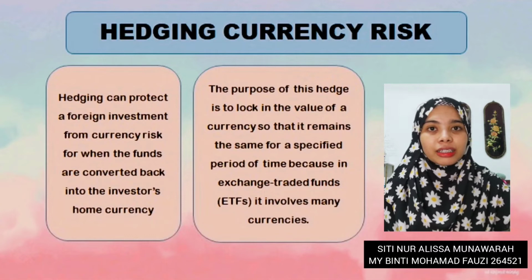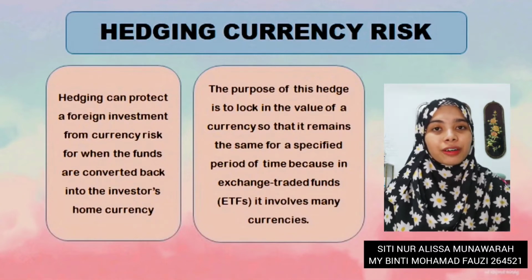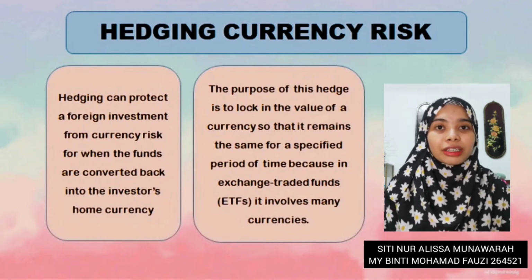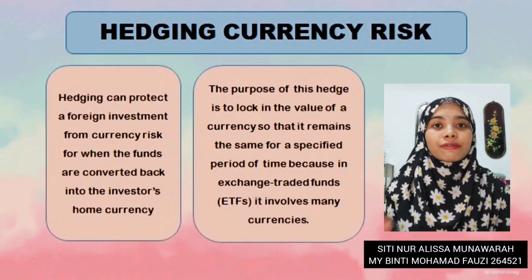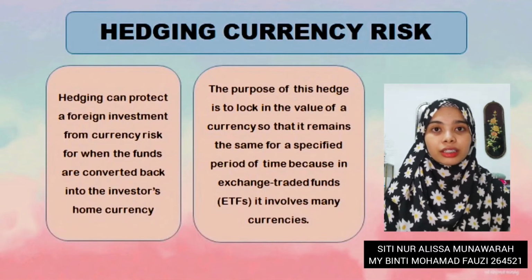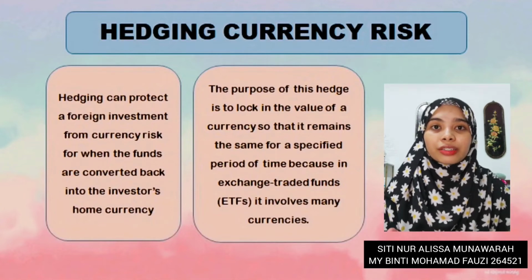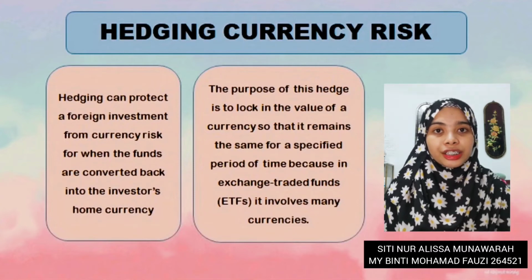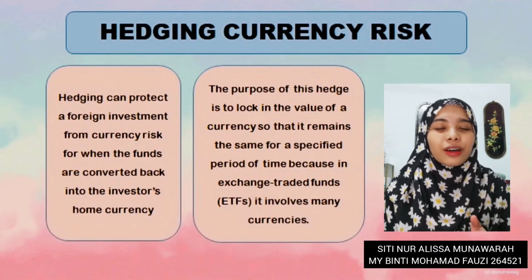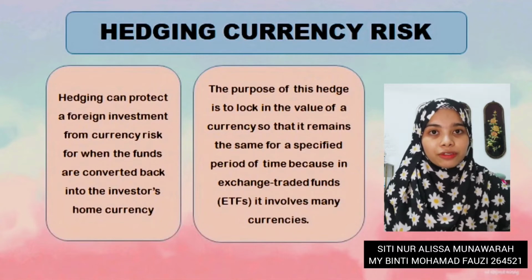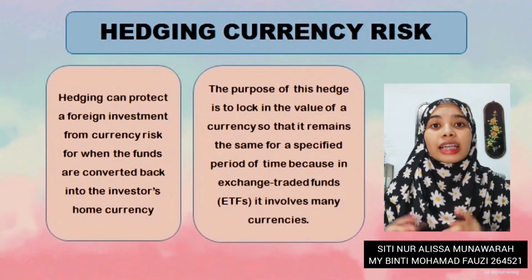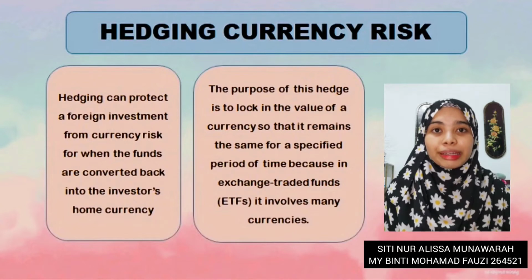I will explain about the ways to mitigate foreign exchange. So firstly, we have hedging currency risk. Hedging can protect a foreign investment from currency risk when the funds are converted back to the investor's home currency. It means that the purpose of this hedge is to lock the value of each currency to remain the same for a specified period of time, because in the exchange rate fund it involves too many currencies.